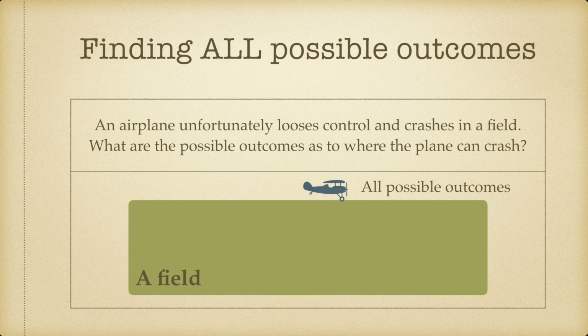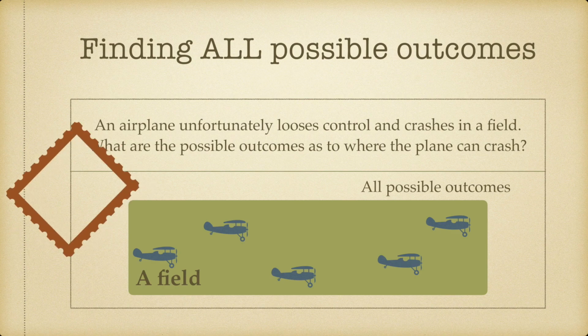Now the plane can crash anywhere in the field. It can crash here, it can crash here, it can crash here, here or here. So we have to capture the essence of the fact that the plane can crash anywhere in the field. How do we do that? Well, we have to find out the entire area of the field to make sure that we capture the fact that the plane can crash anywhere inside the field. For this event, the total possible outcomes will be the area of the field.